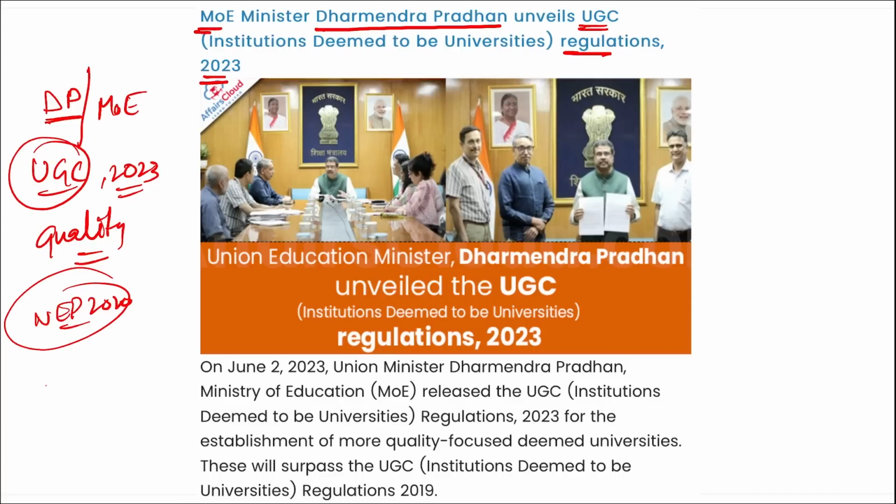Correct? Then the minimum required faculty strength has been increased. That was earlier 100, it has been increased to 150. Then for private institutions, the corpus fund required has been increased from 10 crore to 25 crore rupees also. Correct? So do take a note of these few things that I have just discussed.